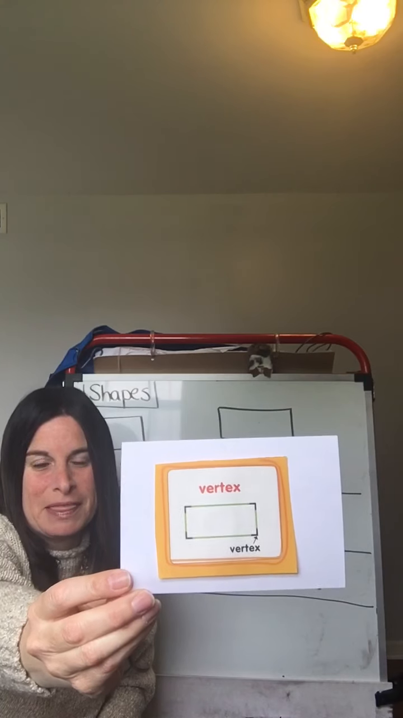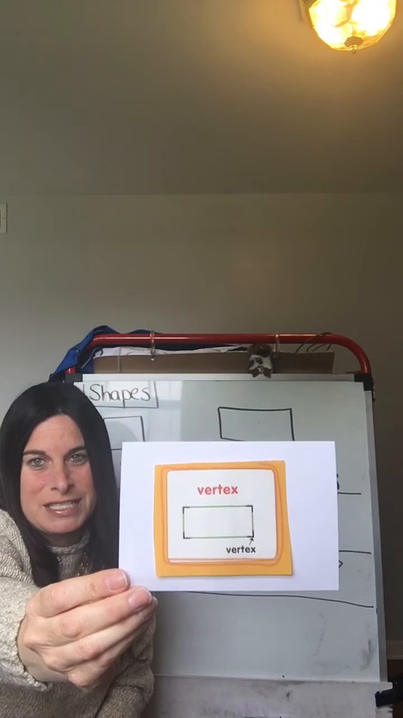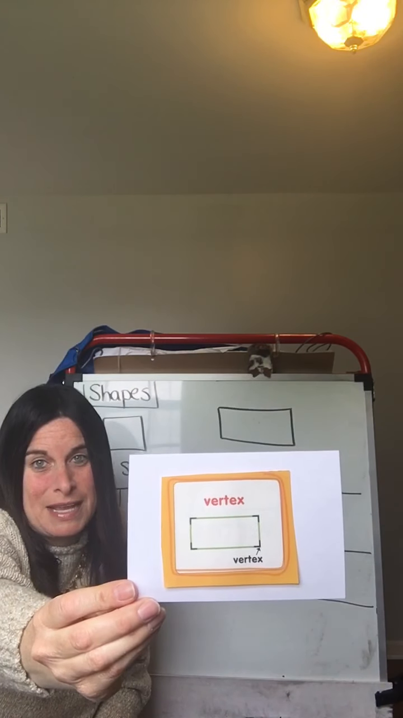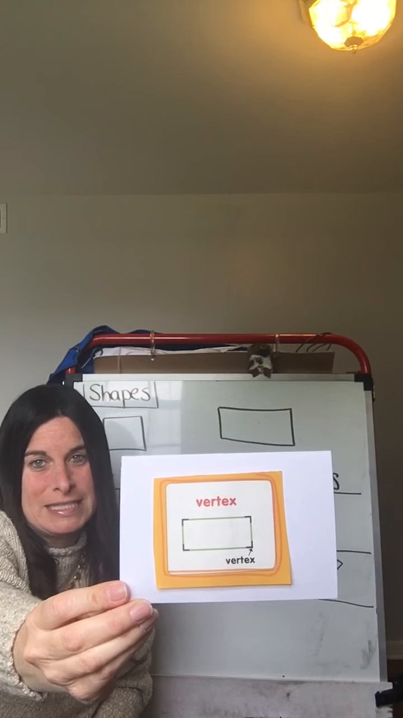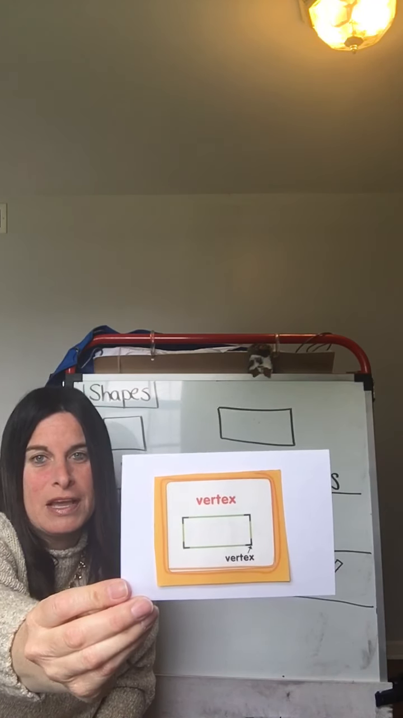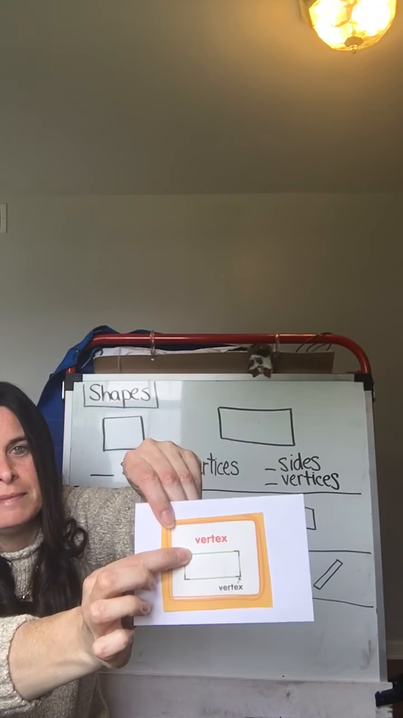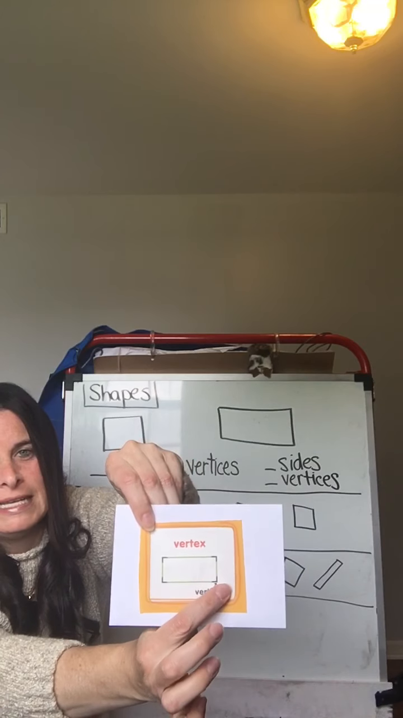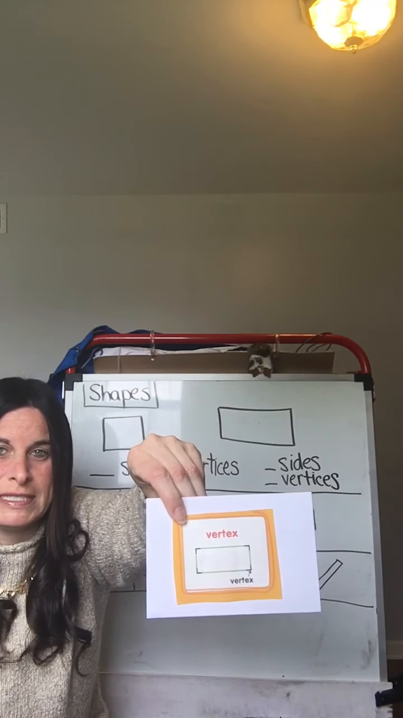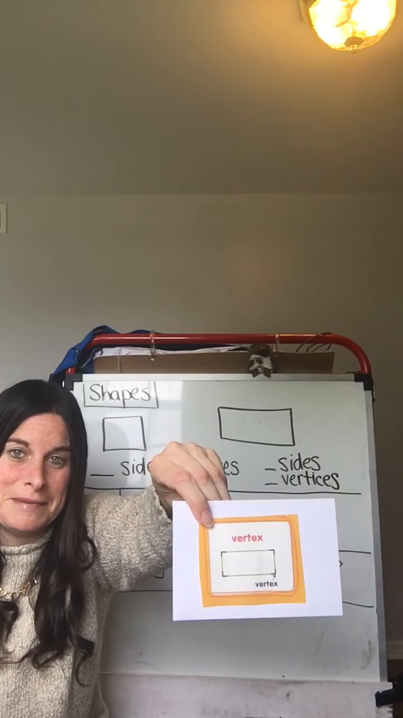So I remember it like this. I sing a song and I say, the sides and the vertices are the same. So if I have 4 sides on my rectangle, I have 4 vertices. Vertices is plural, meaning more than one, for the word vertex. So right here, this is the point where the sides meet. Those are the vertices. If I have 4 sides, I have 4 vertices. I have 4 points where the sides meet.